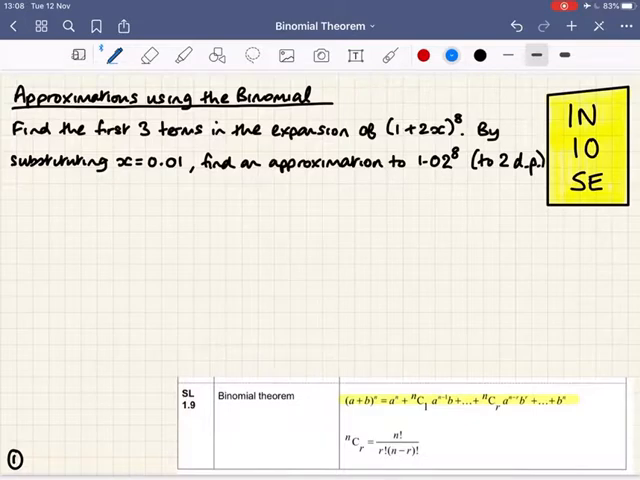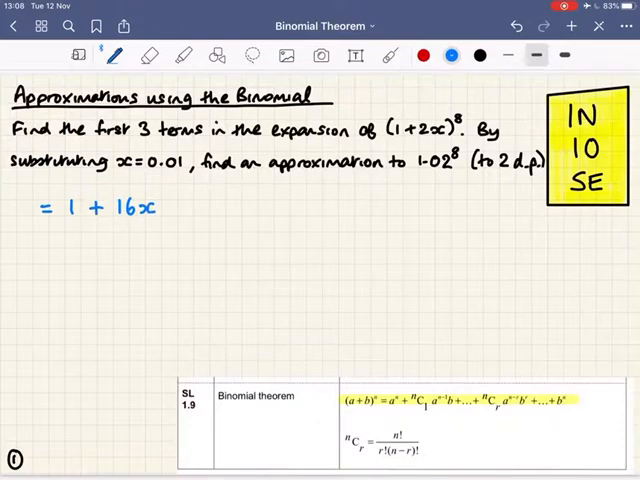So we answer the question in two parts. Firstly, we find the first three terms in the expansion, and that should be something you're really good at now because we've done lots of that. So our first term will be simply 1. Second term will be 8c1 times 2x. Well, 8c1 is 8, and 2x, that's 16x.